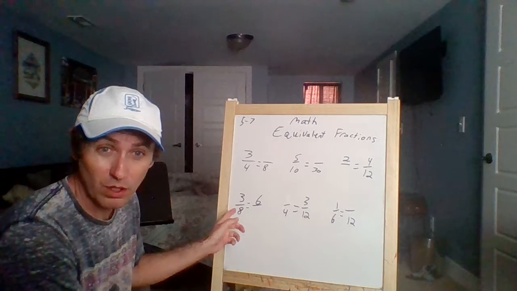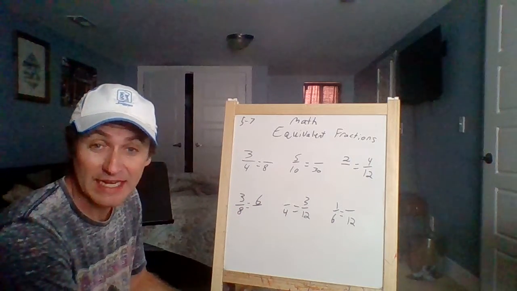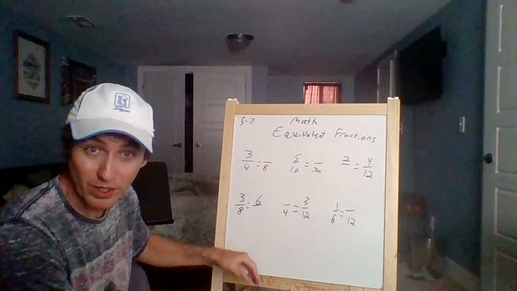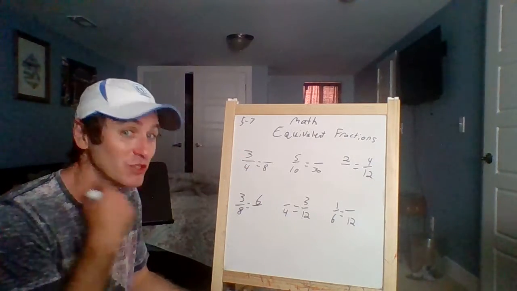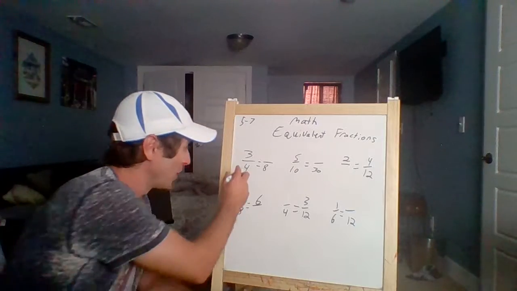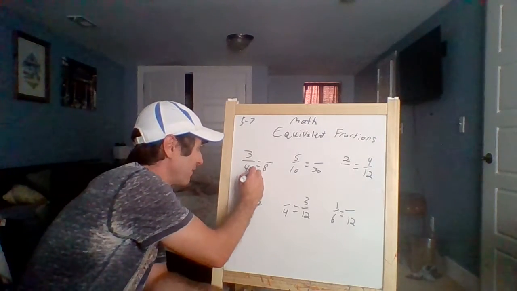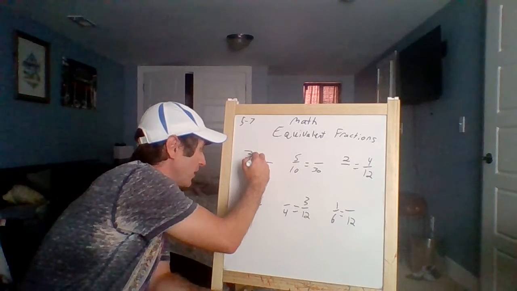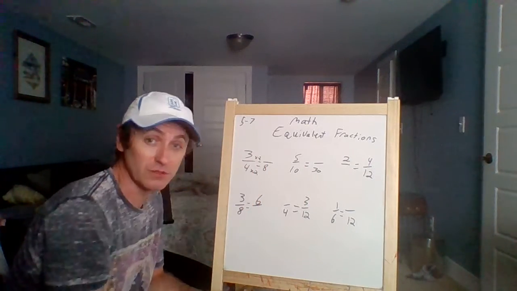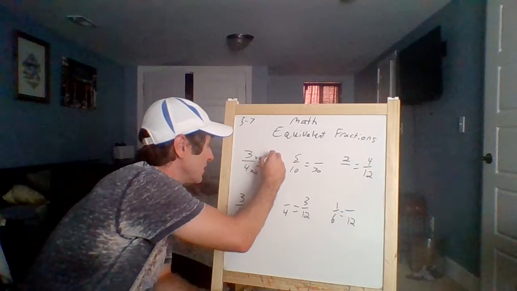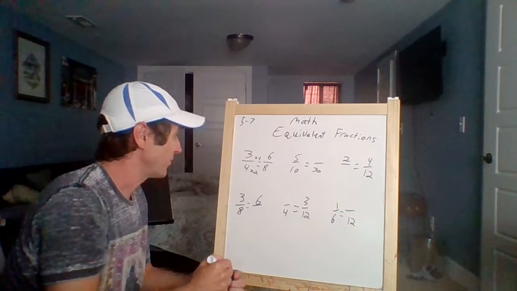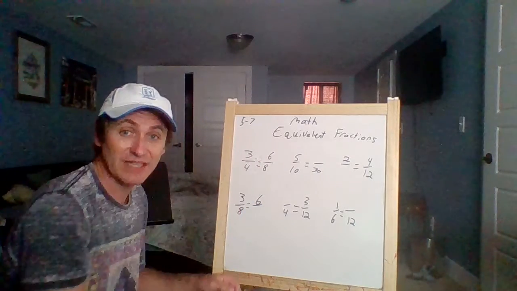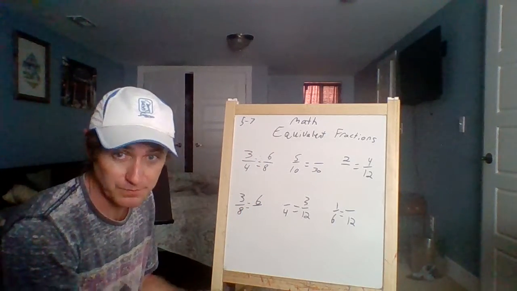So 4 times what can equal 8? That's what we got to figure out. What we're doing on top, we're doing on bottom. I know I've said that a ton. You just got to get it into your head. So 4 times what equals 8? 4 times 2 equals 8. Up here, 3 times 2. What is 3 times 2? 6. There you have it. 3/4 equals 6/8. That is the same thing.